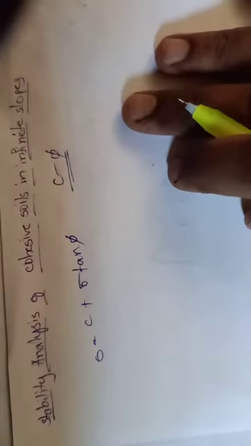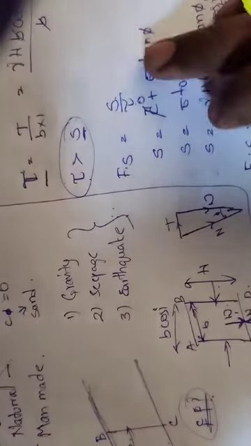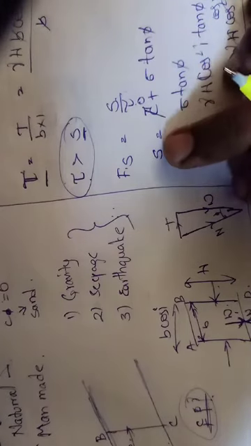Okay. It is used in C-phi soils. Everything will be the same; we can check, everything will be the same until here. Only here, in the shear strength equation, we get S is equal to C plus sigma tan phi.